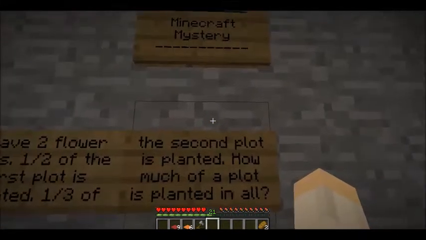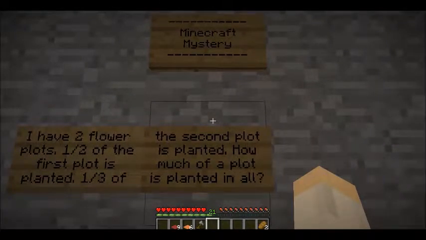Today's Minecraft mystery is, I have 2 flower plots. Half of the first plot is planted. 1/3 of the second plot is also planted. How much of a plot is planted in all? Pause the video, solve the problem, and come on back when you think you have a solution.